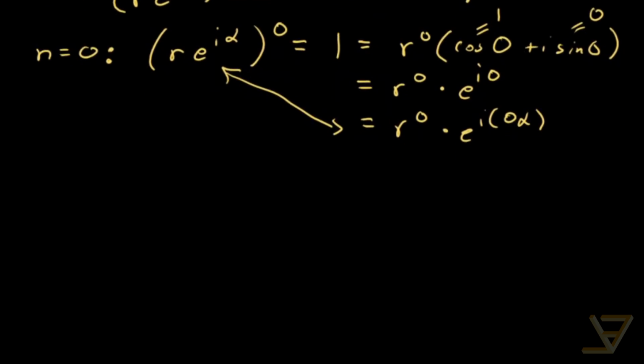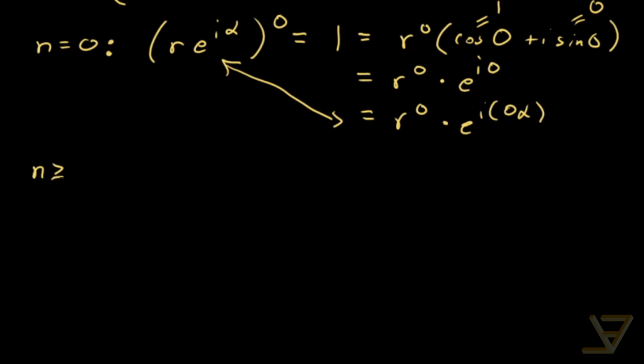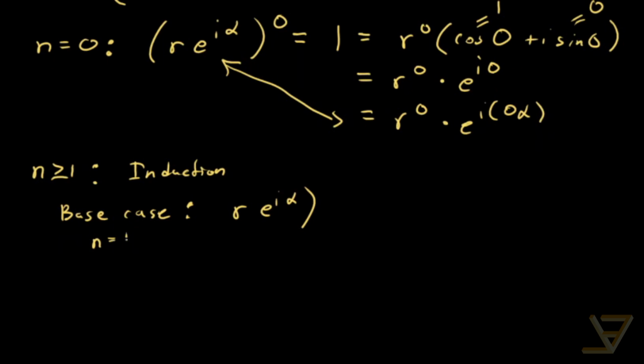The case of n being greater than or equal to 1 is more interesting, and we're going to use induction. The base case is simple. We know that (r e to the i alpha), base case is when n equals 1, to the power of 1 is just equal to r e to the i alpha, and that's clearly equal to r to the 1 times e to the i times 1 alpha. So the base case holds, that's not a problem.